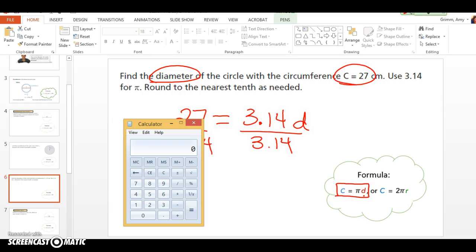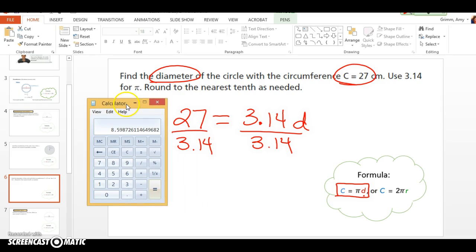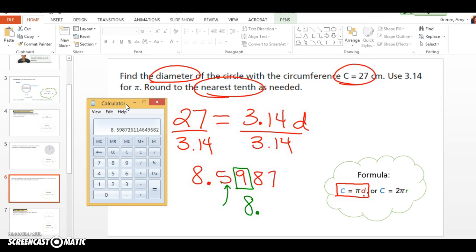So 27 divided by 3.14, and I get this big number. That's what I'm getting. Is that what you guys got? And it said to round to the nearest tenth, so we just went over place values. So 8.5987. Which number is in the tenths place? The 5, right? So what number am I supposed to look at? The 9. And remember, 5 and above, you give it a shove. 4 and below, let it go. So what do I do with this 5 right here? I push it up to 6. So 8.6, and it tells me units, centimeters.